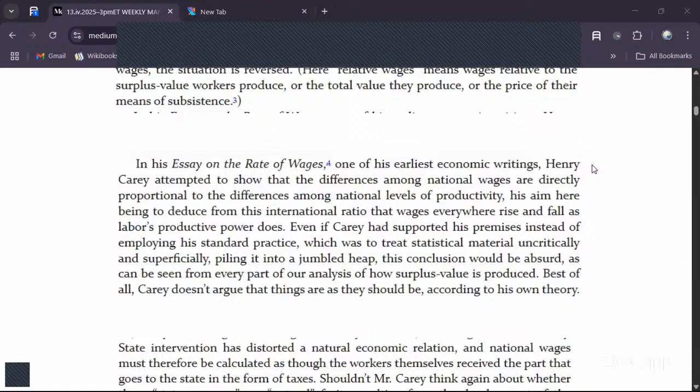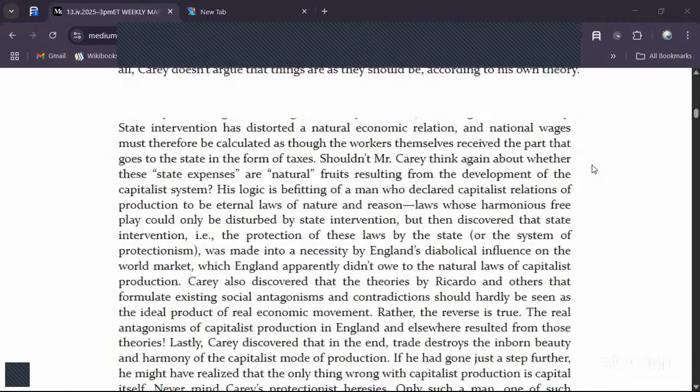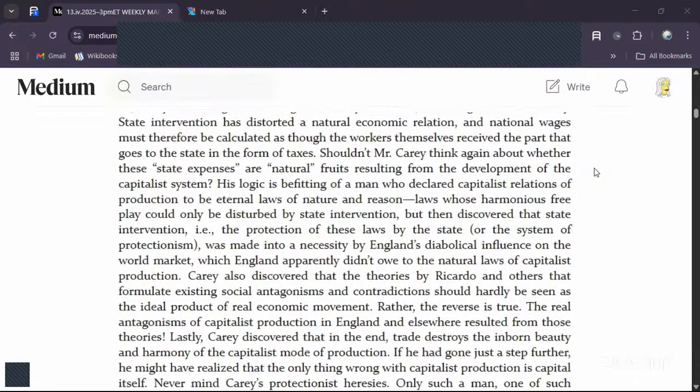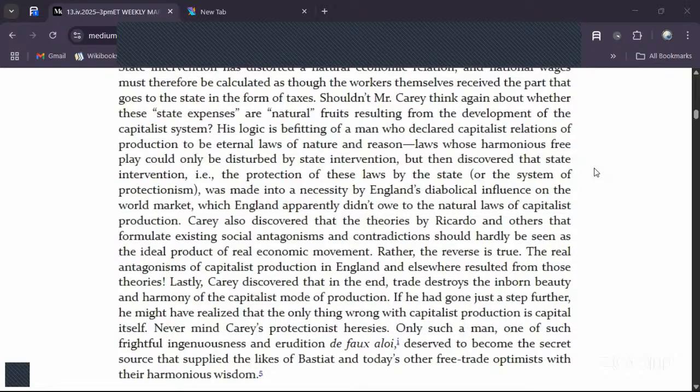Even if Carey had supported his premises instead of employing his standard practice, which was to treat statistical material uncritically and superficially, piling it into a jumbled heap, this conclusion would be absurd, as can be seen from every part of our analysis of how surplus value is produced. Best of all, Carey doesn't argue that things are as they should be according to his own theory. State intervention has distorted a natural economic relation, and natural wages must therefore be calculated as though the workers themselves receive the part that goes to the state in the form of taxes.